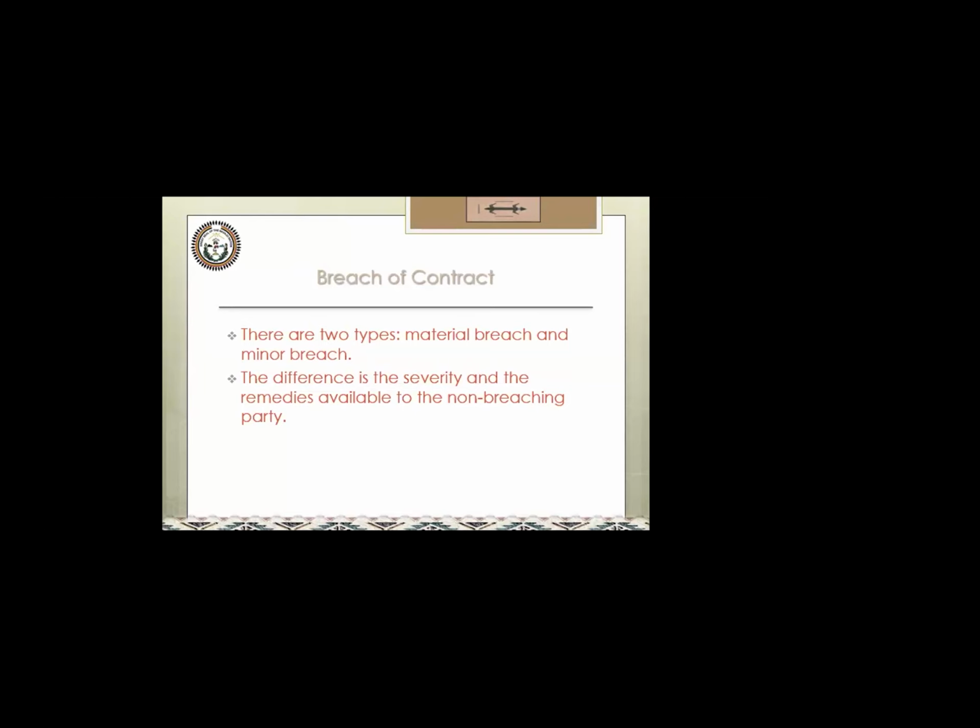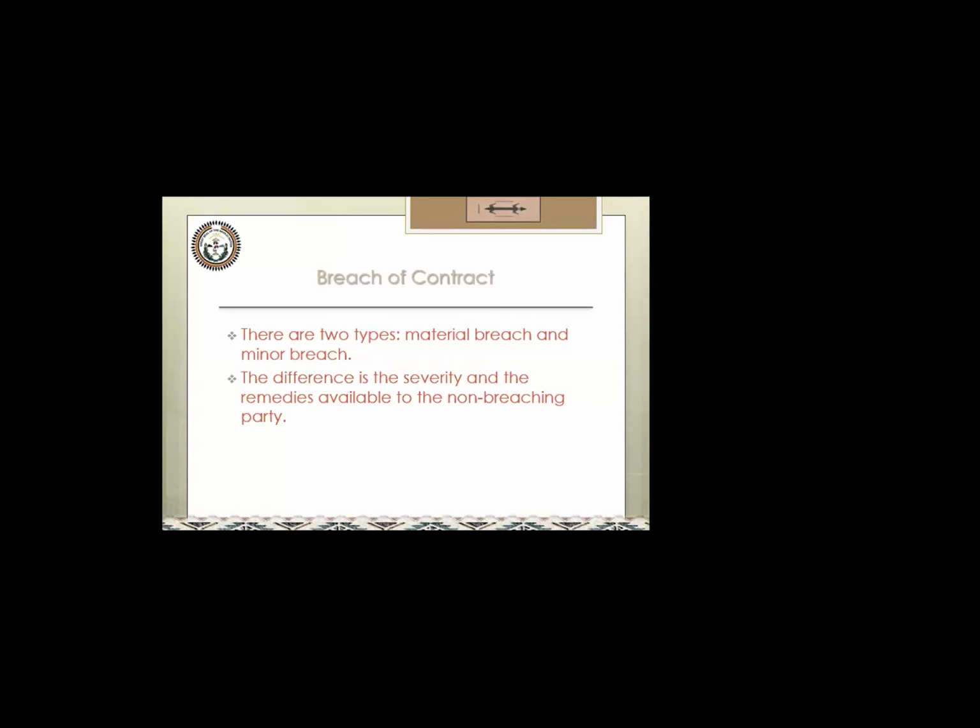Now, a material breach might be that I'm selling Sophia a Mercedes AMG, and she's expecting to get it. She pays 50,000 for my Mercedes. Then I go to deliver the car, and instead of a Mercedes, I give her a Kia Sorento. That's a material breach of contract. She was supposed to get a Mercedes, now she's getting a Kia Sorento. She paid money for the Mercedes.